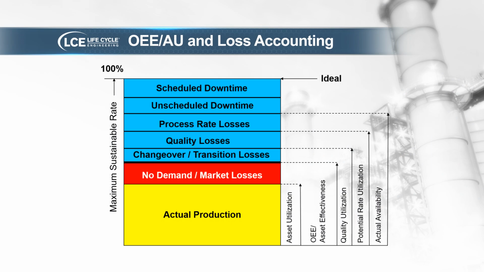One of the first things I think you need to look at is the OEE measure, the overall equipment effectiveness. This is a measure of your losses from ideal production. You measure scheduled downtime, unscheduled downtime, process rate losses, quality losses, changeover and transition losses, and no demand or market losses. These measures provide you with the opportunity for improvement. And one of the key things to do here is to focus on managing the losses, not so much the number itself. It's just a number. If you manage the losses, the OEE will be what it should be.